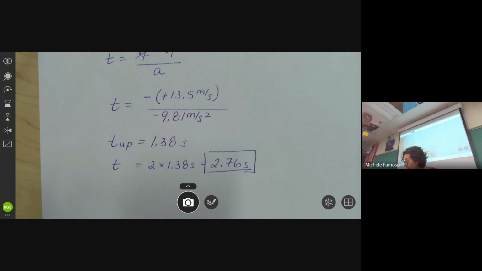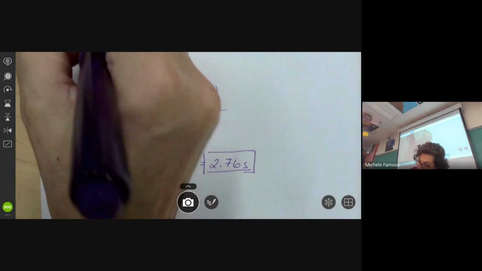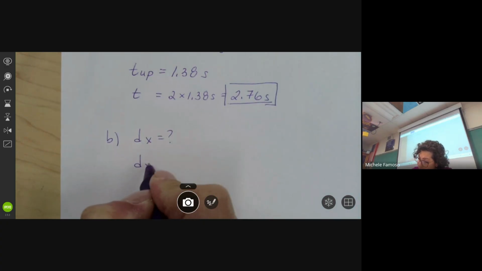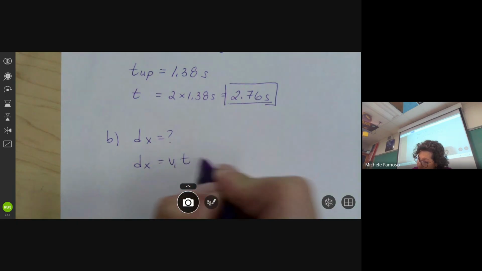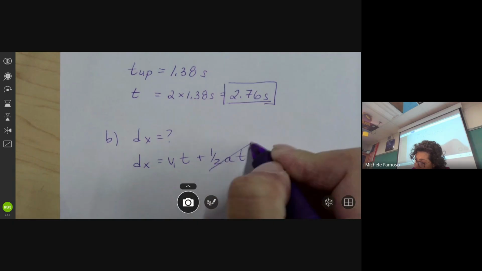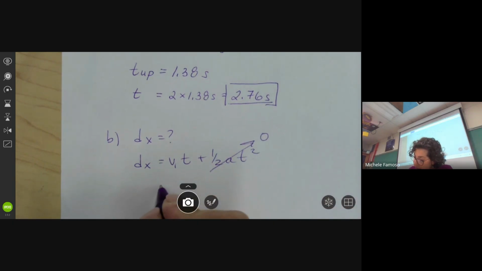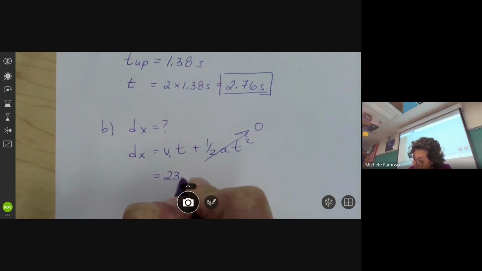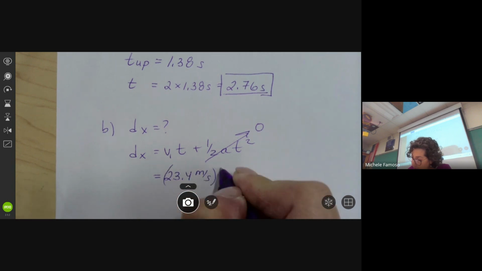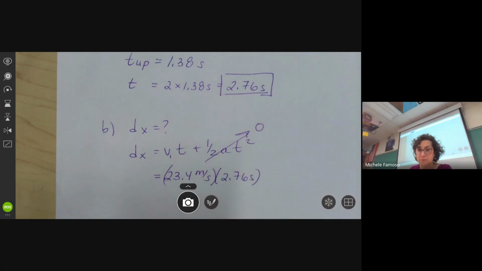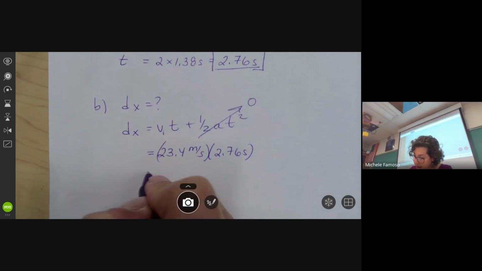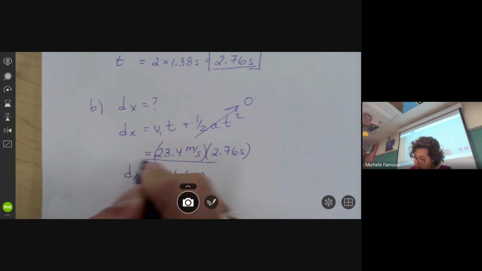Anything else? Yep, Shannon. Part B of that. So in part B, we're looking for the range. In the X direction, the best equation to use is this one, where the acceleration is 0. So I'm going to take the X component of the initial velocity, which was found to be 23.4 meters per second, and multiply it by the hang time, 2.76 seconds. So 23.4 times 2.76 seconds gives us a range of 64.6 meters.